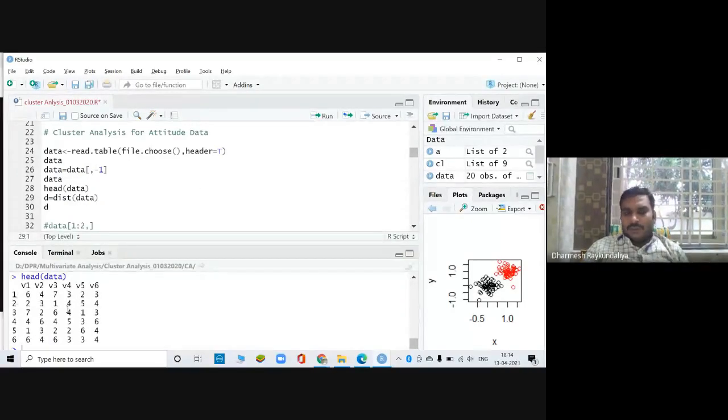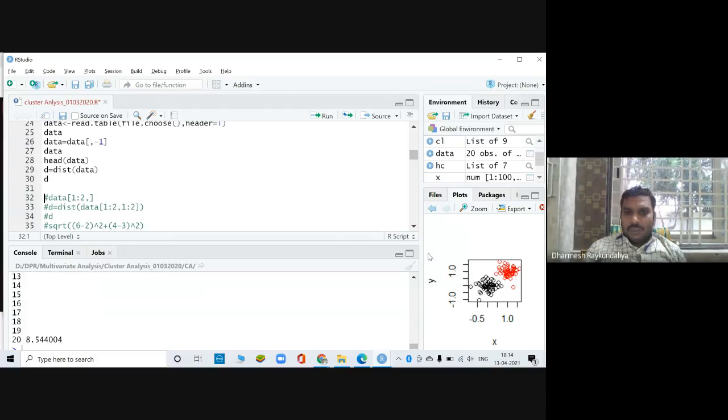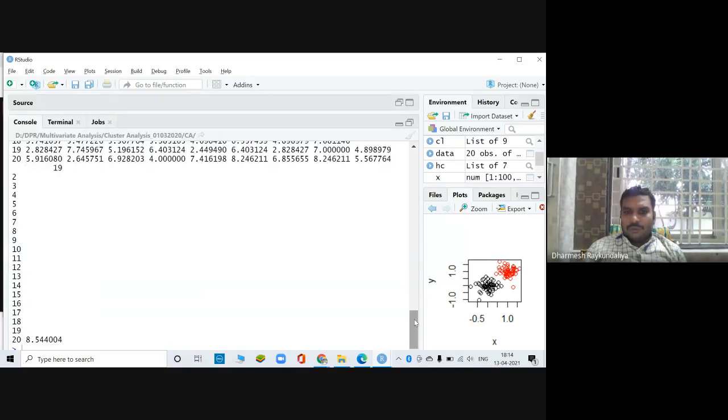So you can see that the first variable is now removed, and whatever changes I made to the data file, I have stored into the same variable again, and then I will calculate the distance matrix. So what is the order of this? If there are 3 cases, what is the order of the distance matrix? You will find the distance of the first with the second, the first with the third, the second with the first, likewise. So it is a 3x3. Here there are 20, so its order will be 20x20. So this is the distance matrix, okay.